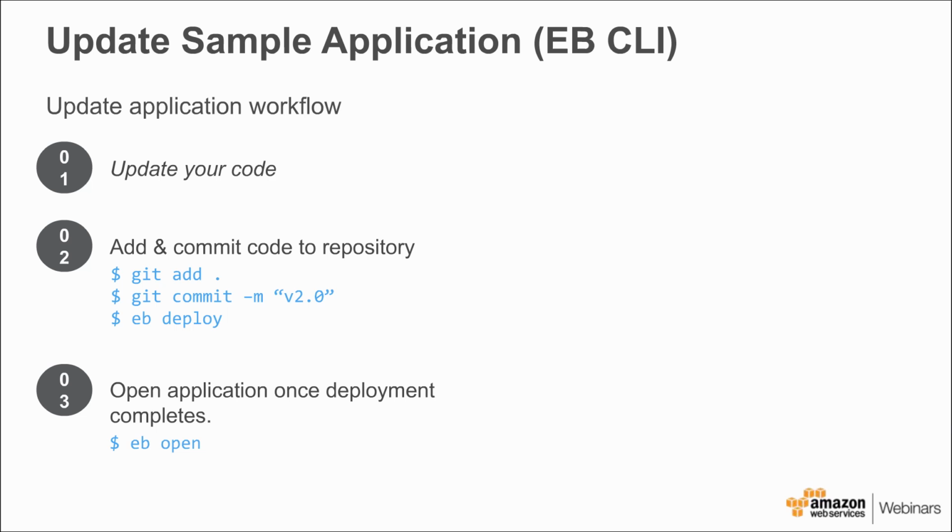Similarly, there's an easy workflow here to update your application. If you're using Beanstalk, chances are you're pushing changes to your application pretty frequently throughout the day. And so here's the Git integration I was mentioning earlier. Once you add your changed files to your Git repository and you commit them, you can do an EB deploy, and those new changes will be pushed to your environment.